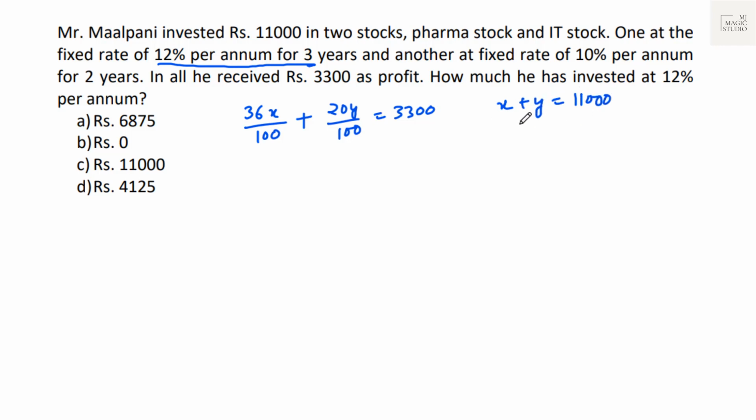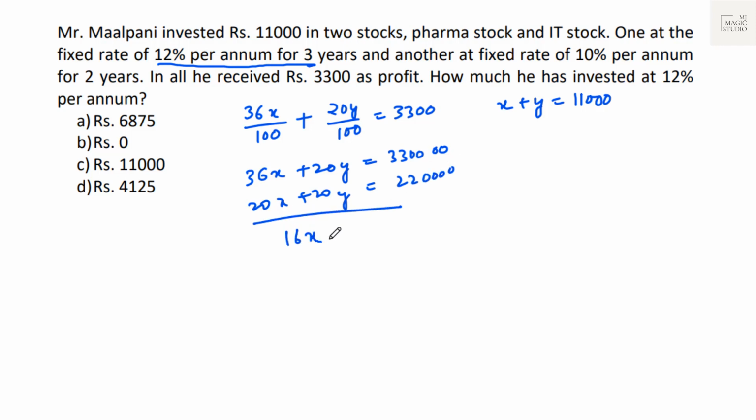We have two equations before us. We need to solve these two equations and find the value. How much has he invested at 12% per annum? That means we are looking for the value of x. So 36x plus 20y equals 330000. Let me multiply the other equation by 20. 20x plus 20y is 220000.